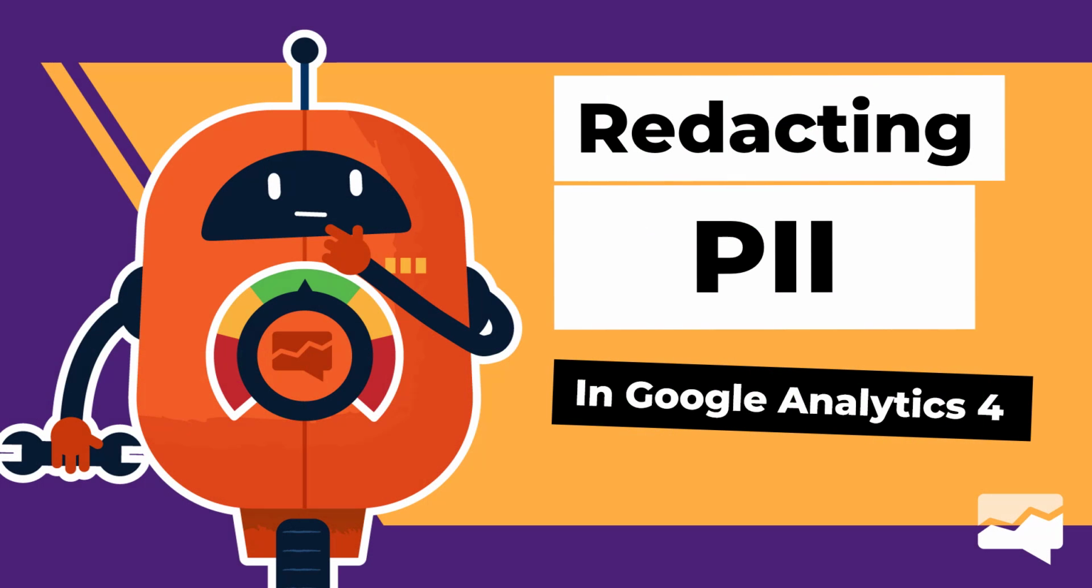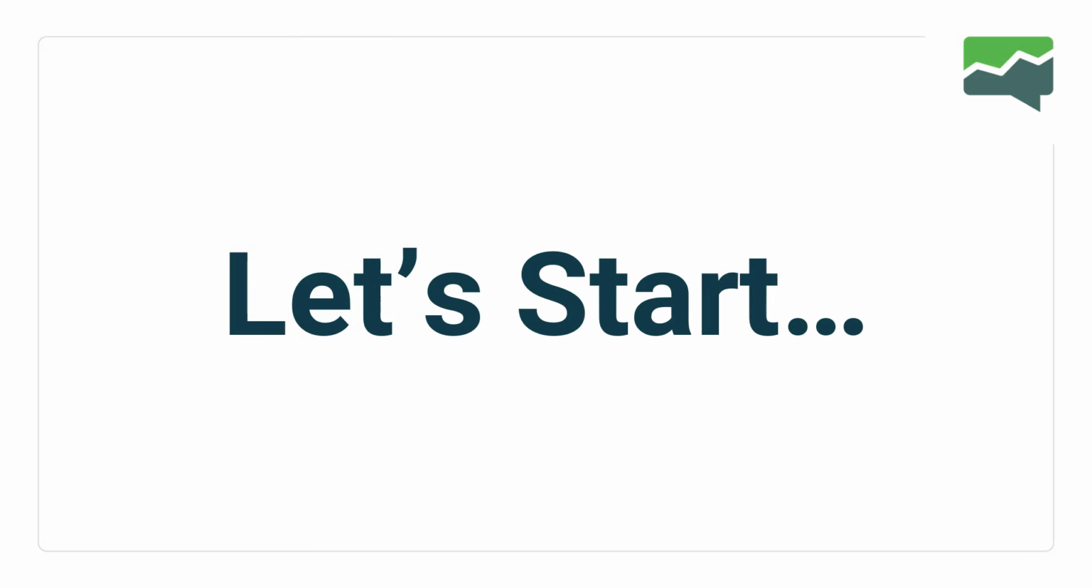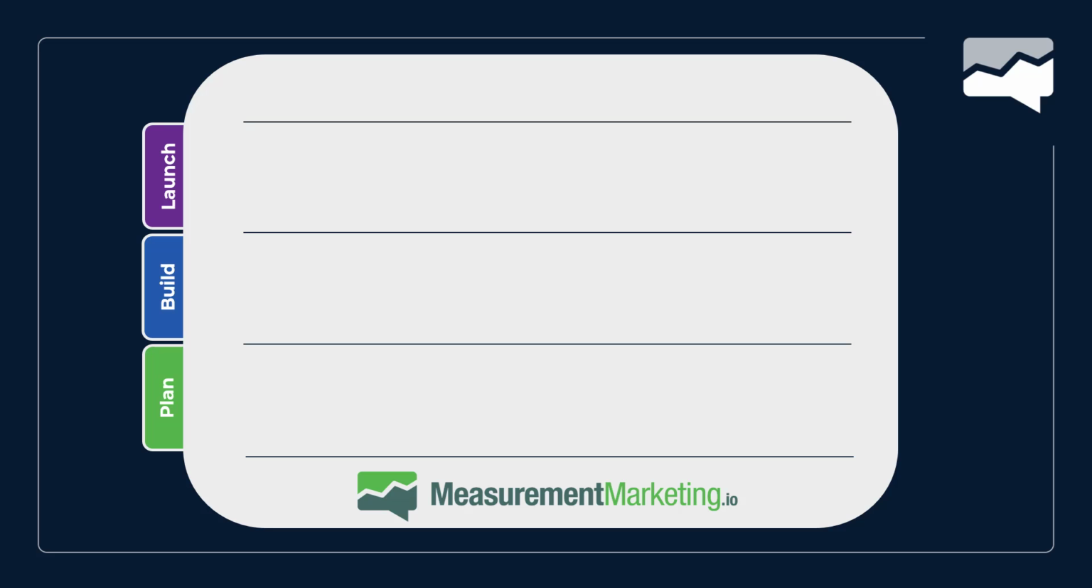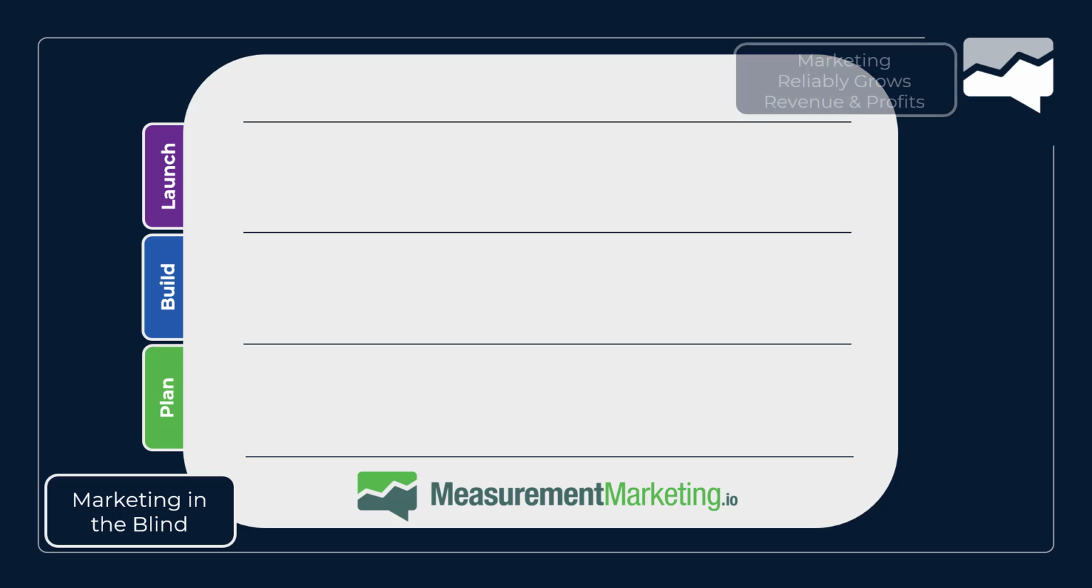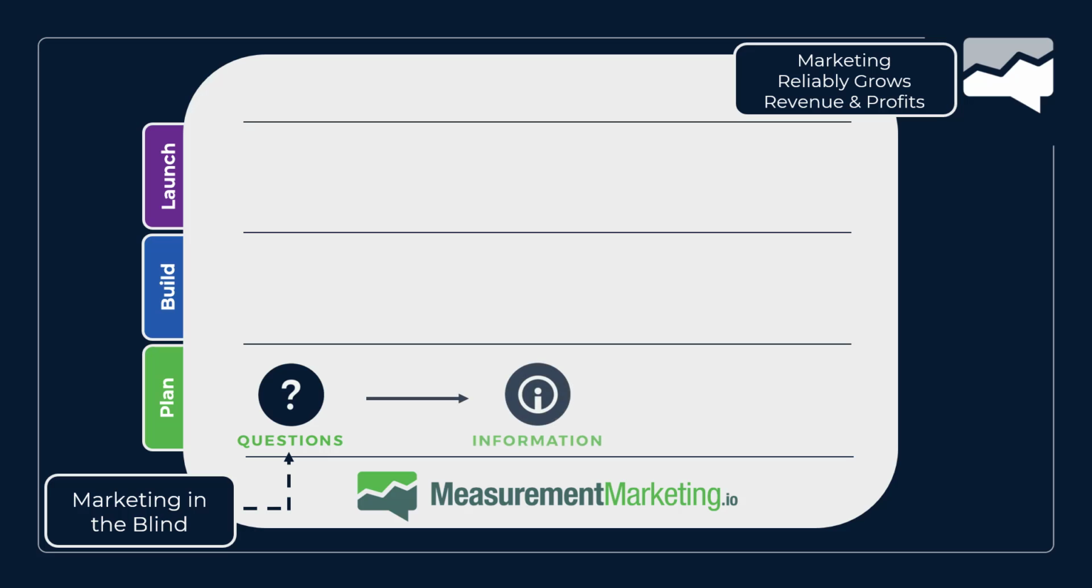Alrighty, let's get started now on redacting PII in Google Analytics 4. Before we start, we really want to go back to our framework, and remember our framework is where we need to go back to and make sure it's solid. Our framework helps us go from marketing in the blind to marketing where we can reliably grow revenue and profit. It has 3 key phases: plan, build, and launch. Plan is made up of questions, information, and actions: knowing what questions you're going to ask, understanding the information you need to answer those questions, and the actions you're going to take when you have those answers.